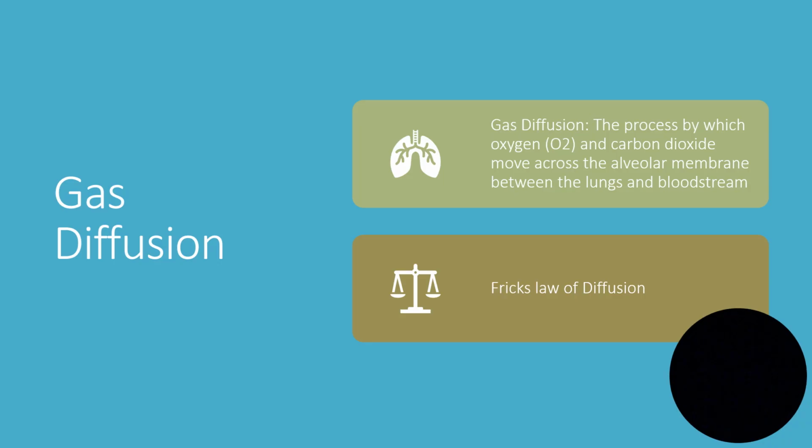So next up we have gas diffusion. Gas diffusion is the process by which oxygen and carbon dioxide move across the alveolar membrane between the lungs and bloodstream. And Fick's law of diffusion is an important part of this. Essentially, Fick's law describes how substances like oxygen and carbon dioxide move from one place to another, and it specifically explains how they spread out and move from areas where they are more concentrated to areas where they're less concentrated.